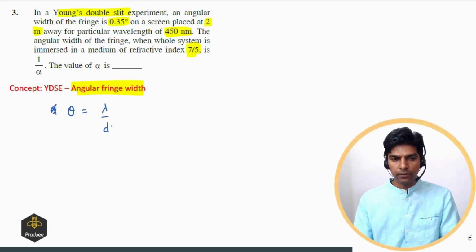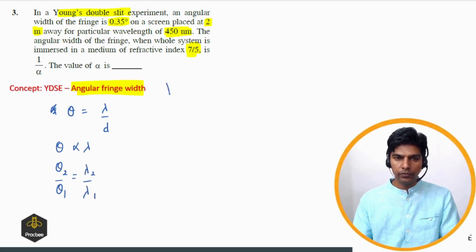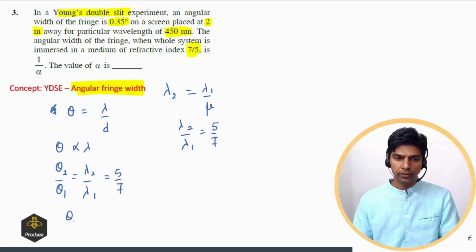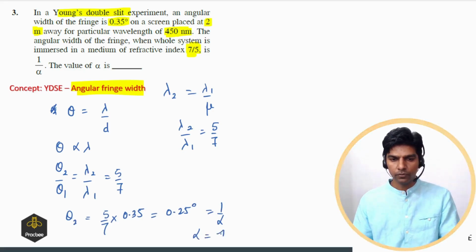So we know that if we keep d constant, the fringe width is directly proportional to lambda. So we can say theta 2 by theta 1 will be lambda 2 by lambda 1. And we know that lambda 2 will be lambda 1 divided by the refractive index. So lambda 2 by lambda 1 is 5 by 7. So theta 2 will be 5 by 7 times 0.35, which comes out to be 0.25 degrees, and it is given as 1 by alpha. So alpha will be 4. So 4 is the answer of this question.